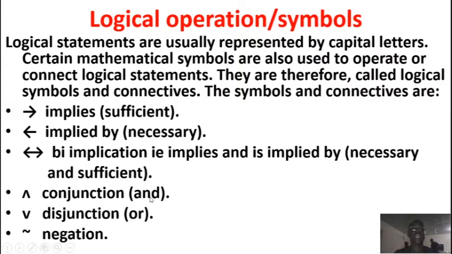Ordinarily, it means and. This one is disjunction. Ordinarily, it is called or. This symbol is called negation, which means not. Assuming P means a particular logical statement, then the negation of P means not that logical statement.